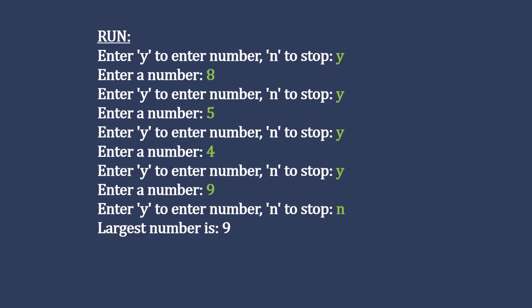Like this, you can go on entering numbers. Finally, where you want to stop, you just type n so that it will stop and come out of the loop. And finally, it will print the largest number, whatever is the largest among the numbers that you have entered. That will be stored in the variable largest, and that will be printed.